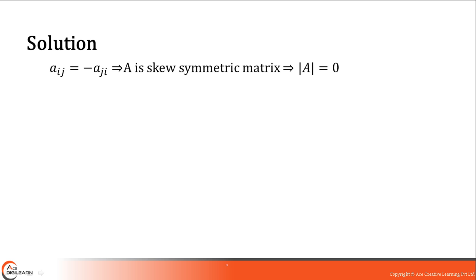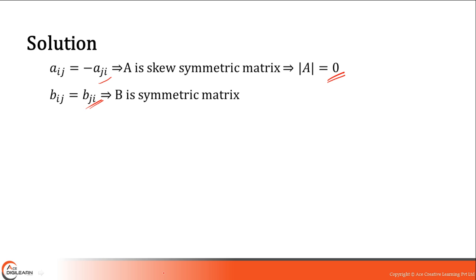See the solution. Given Aij plus Aji equals 0, from that we can write Aij equals minus Aji. So from that we can say A is a skew symmetric matrix and it is of order 3. So its determinant can be 0. And also given Bij minus Bji equals 0, from which we can write Bij equals Bji. So we can say B is a symmetric matrix.